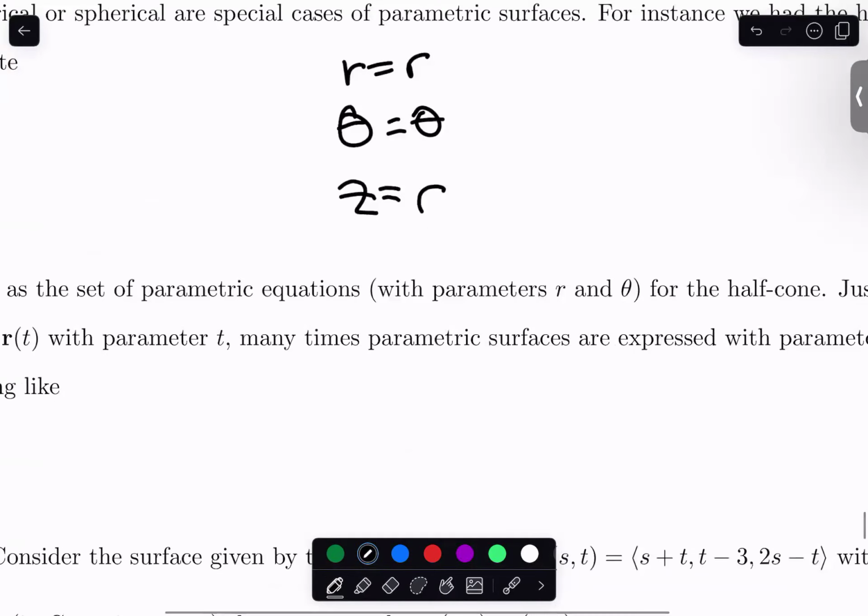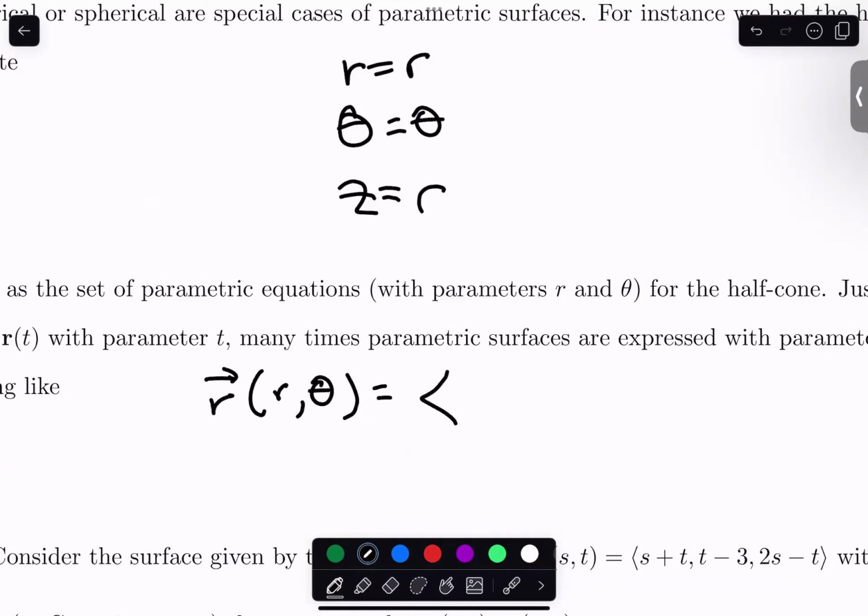So if I wanted to come up with a parameterization, x is going to be r cosine theta. y is going to be r sine theta. And z, well, z was supposed to be equal to r.